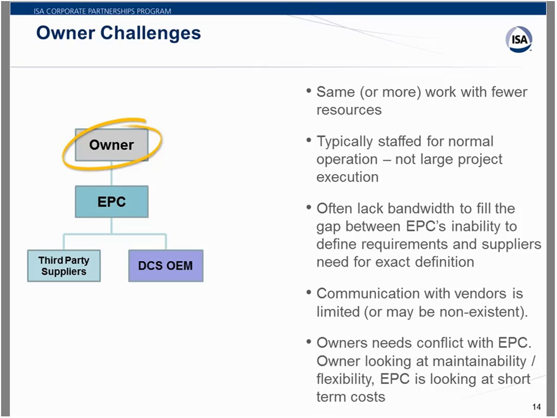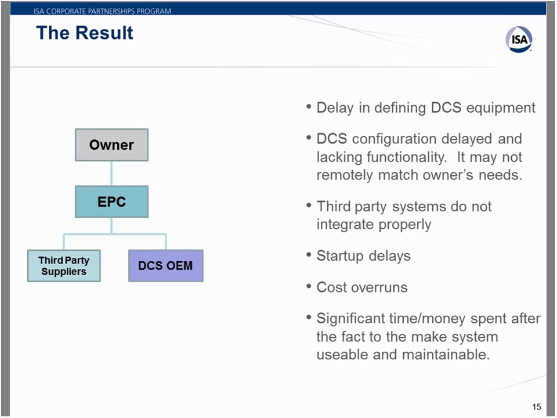And so you've got a very different opinion as to what the right decision is. And if the owner doesn't have the bandwidth to beat on the EPC and say, no, no, no, I want this and not that, then it tends to just get done and moved on, and you get what you get. And so we end up with the result.